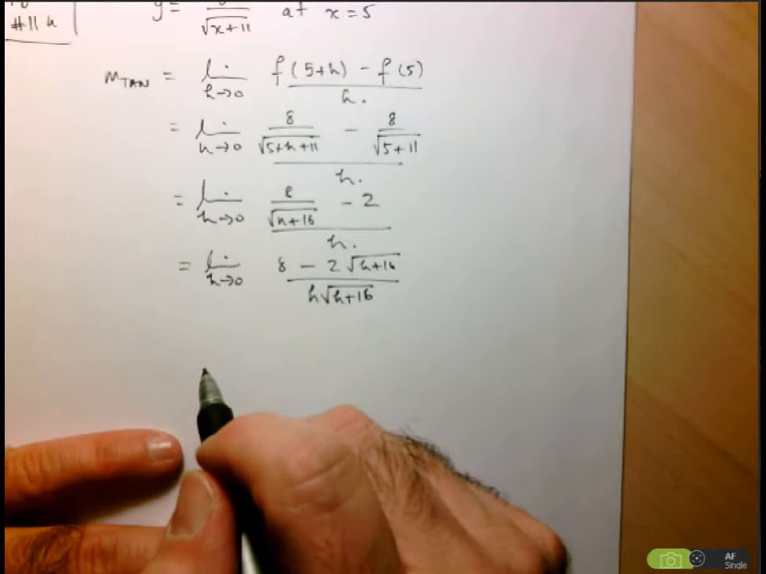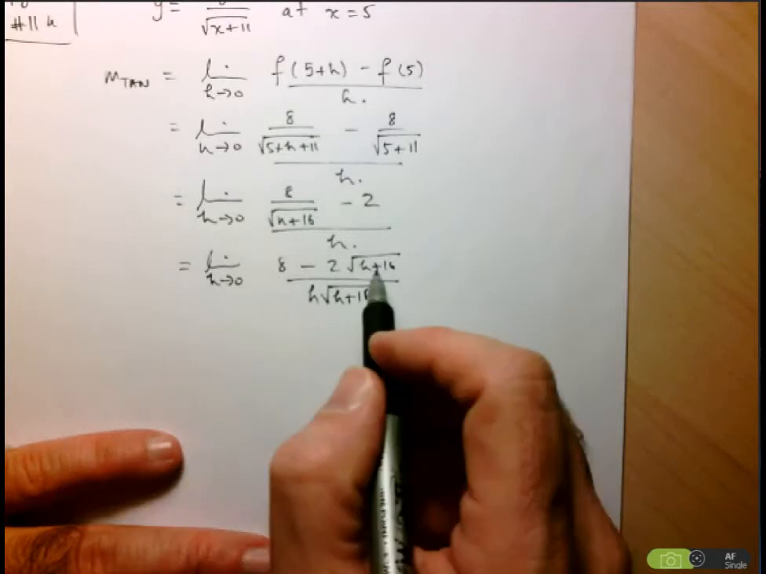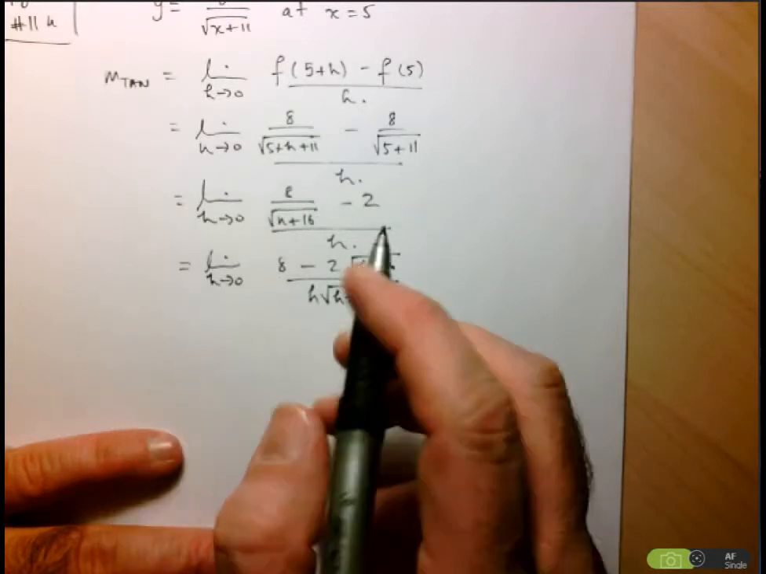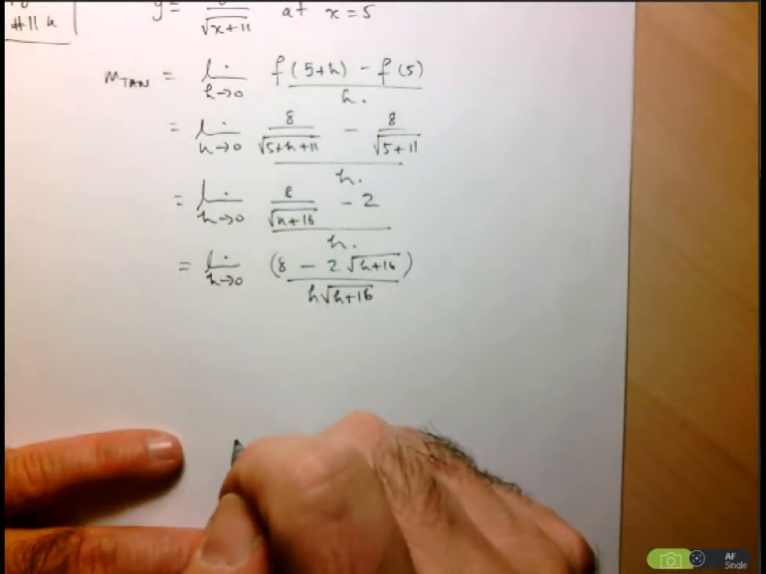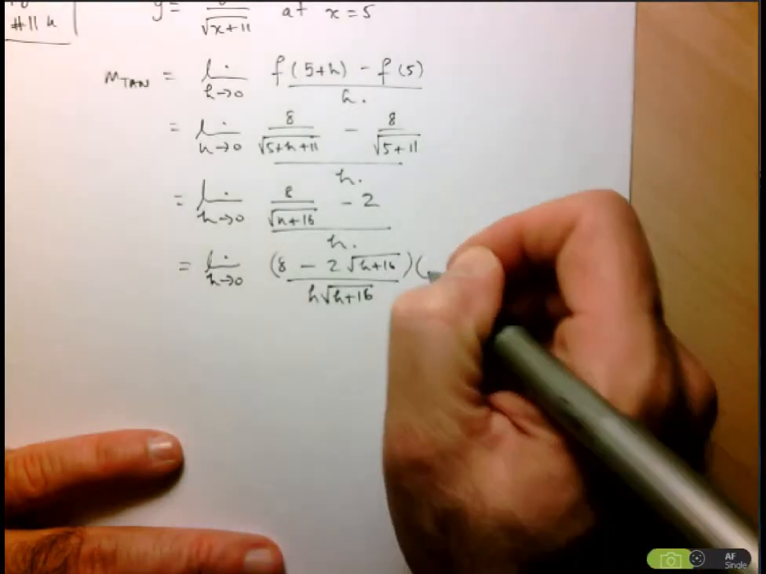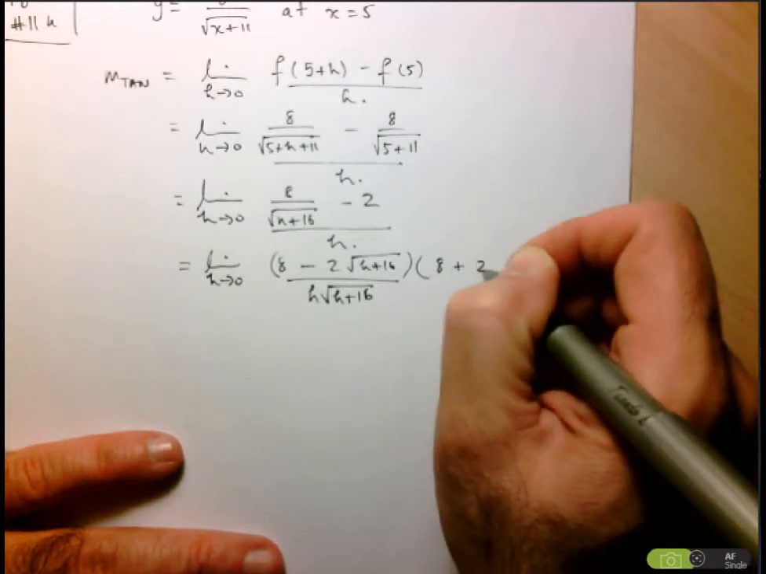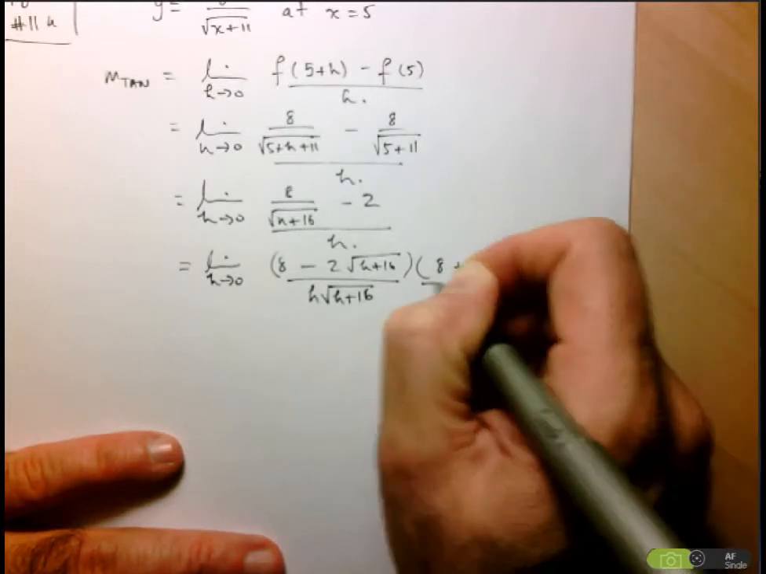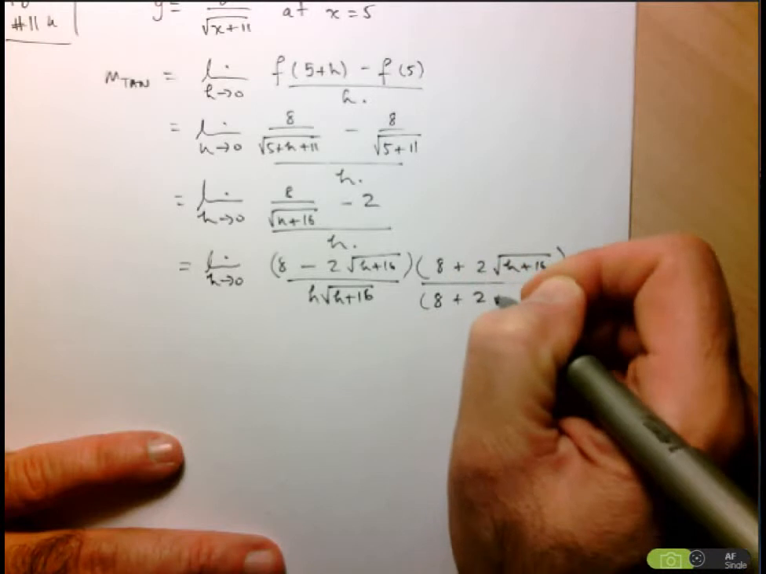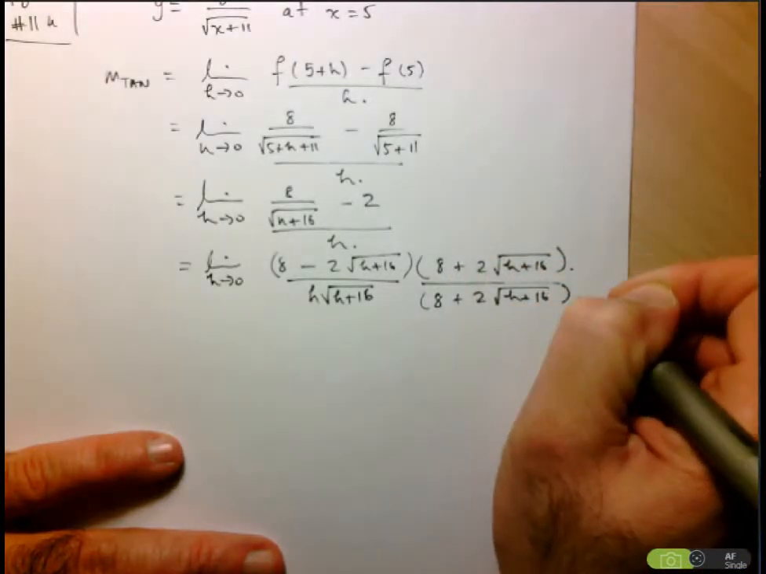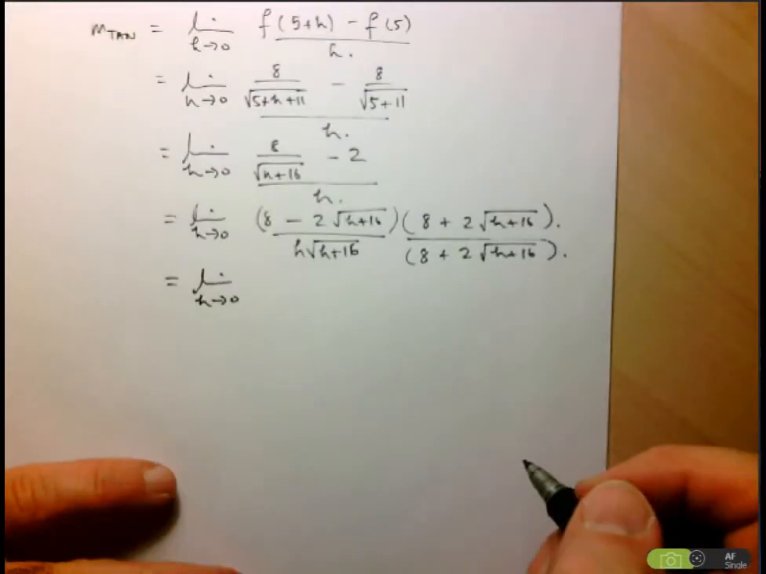As we've seen a few times now, we have an expression in the numerator that includes two terms, and one of them is a square root. The way in which we deal with that is to multiply numerator and denominator by the opposite sign, in order to be able to use a difference of squares. So I'm going to multiply by 8 plus 2 times the square root of h plus 16. You may know this as multiplying by the conjugate. Hopefully this will allow us to simplify enough to be able to evaluate the limit.